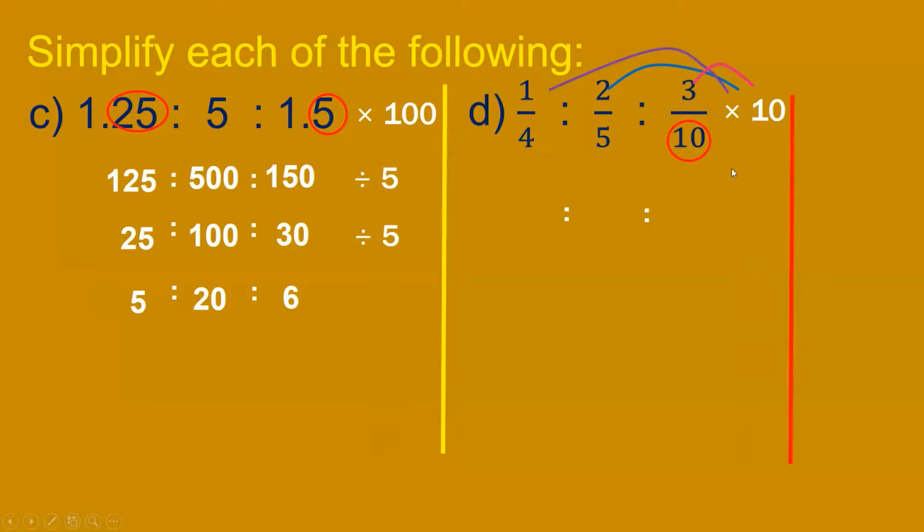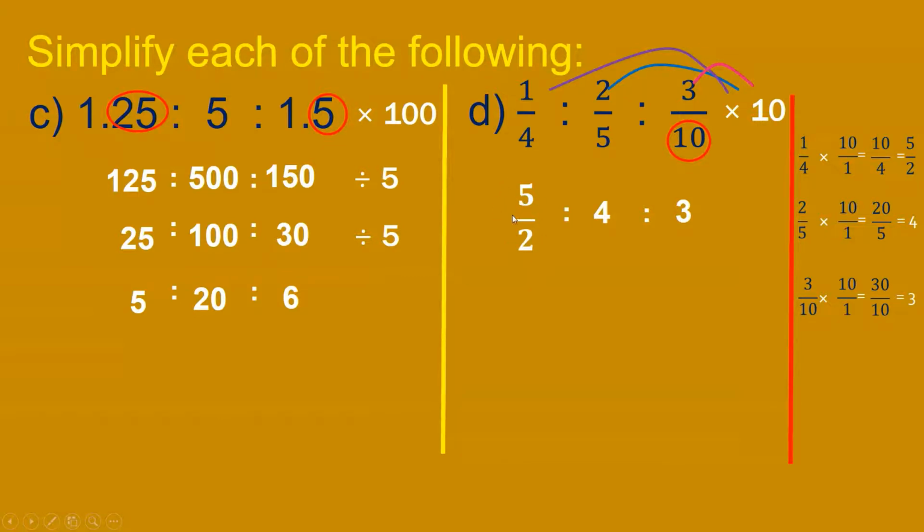So 1 over 4 multiplied by 10 equals 10 over 4 equals 5 over 2. So let's write 5 over 2. And 2 over 5 multiplied by 10 equals 20 over 5, which is equal to 4. And 3 over 10 multiplied by 10 equals 30 over 10, which is equal to 3. Now we have 5 over 2, to 4, to 3. We have a fraction here. We didn't change this fraction.